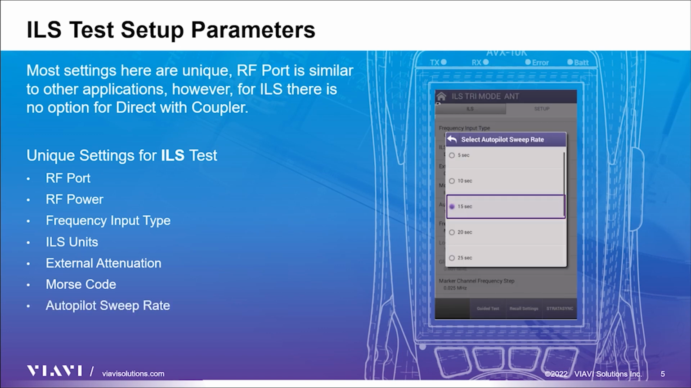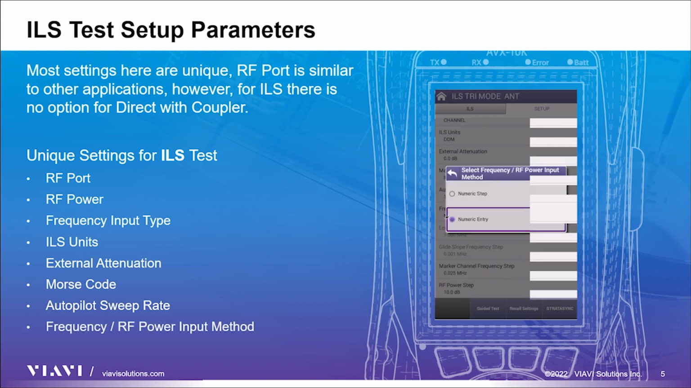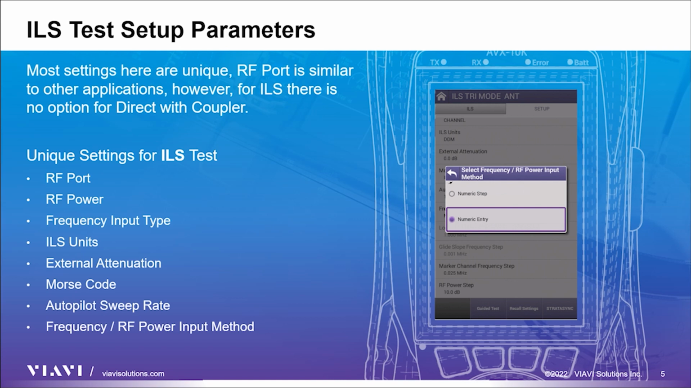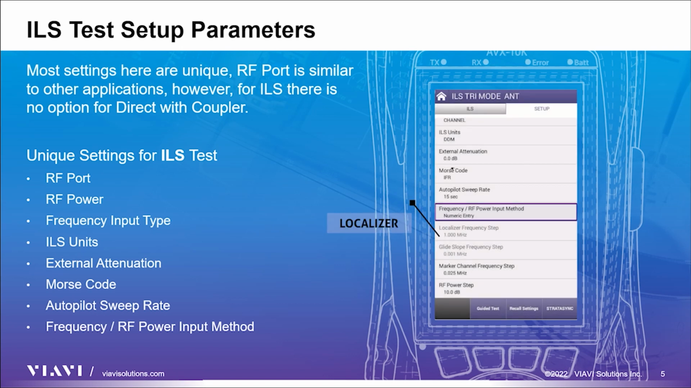Autopilot sweep rate allows the localizer and glide slope DDM sweep rate to be set from 5 to 40 seconds, in 5 second increments. The frequency and RF power input method field determines if power selection inputs will be done with numeric steps or numeric entry. Numeric step allows the frequency and RF power fields on the main screen to be adjusted in step values. Numeric entry allows for any value in the defined range to be entered. When numeric entry is selected, the localizer, glide slope, marker beacon frequency step, and RF power step fields may be automatically enabled or disabled based on the instrument mode.